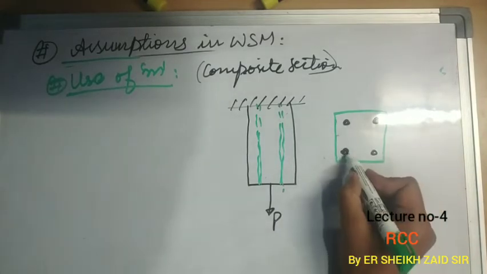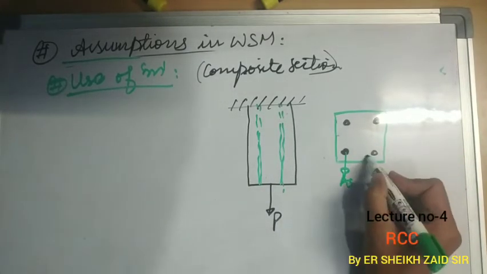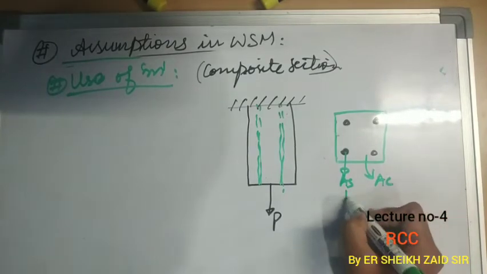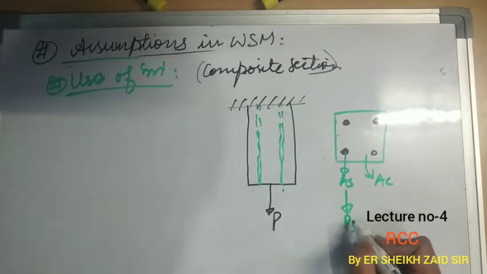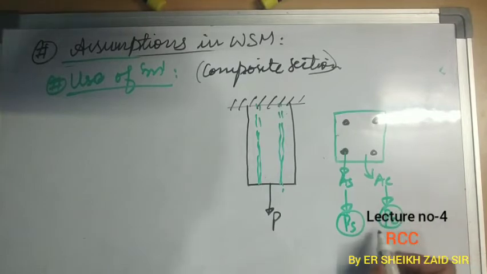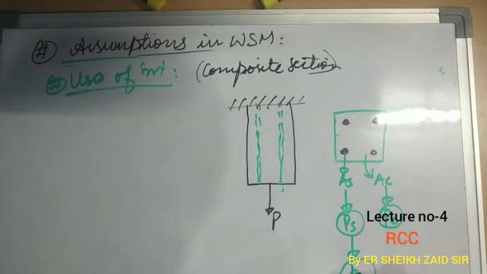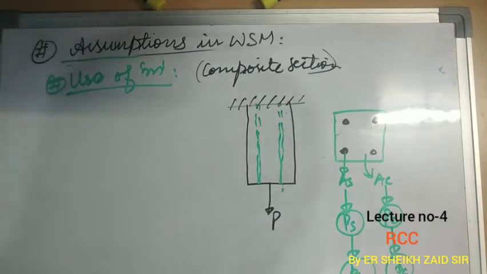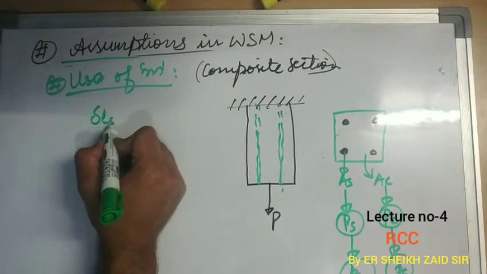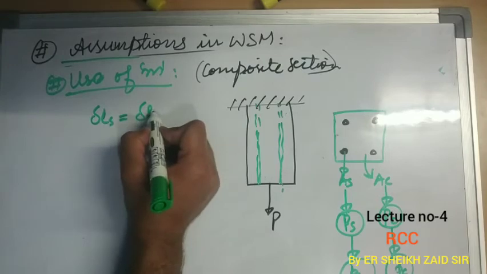The area of these steel bars can be denoted by AS, and area of concrete can be denoted by AC. And on this area of steel, force PS is applied, and on this area of concrete, force PC is applied. The force PS gives stress small ps, and PC leads to the stress small pc. Now, at any location, elongation in steel will be equal to elongation in concrete.